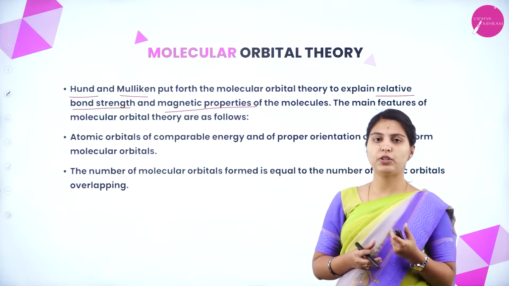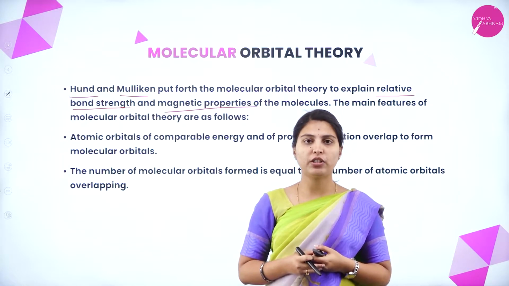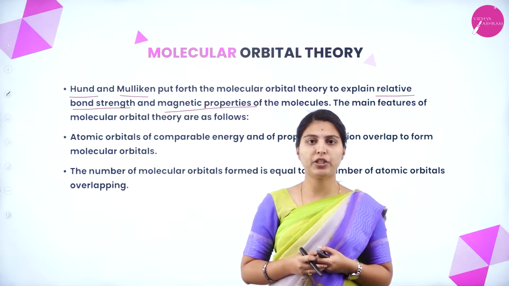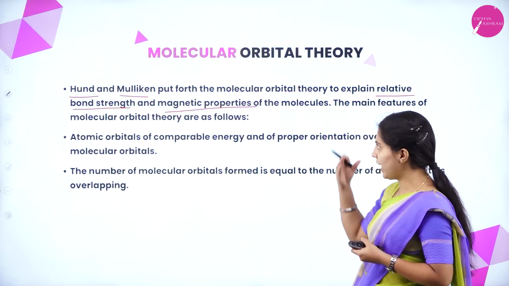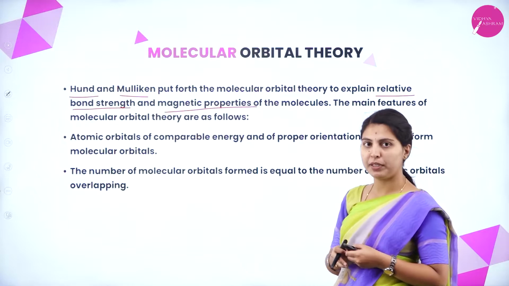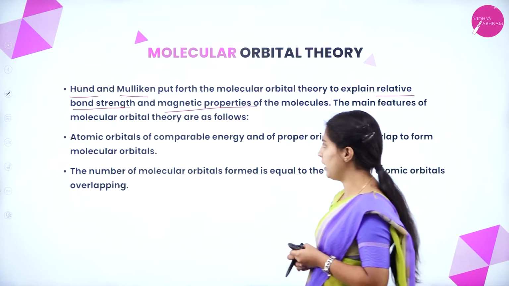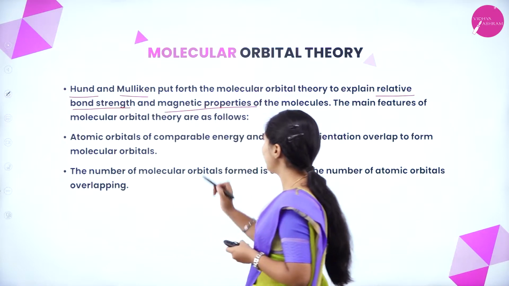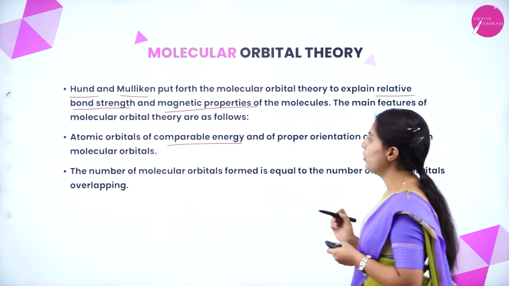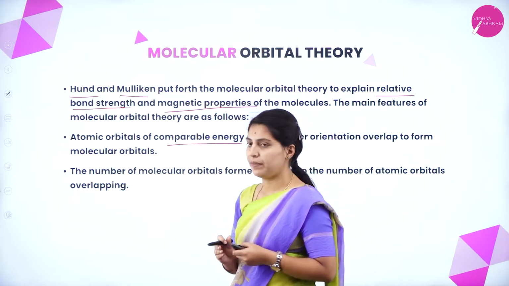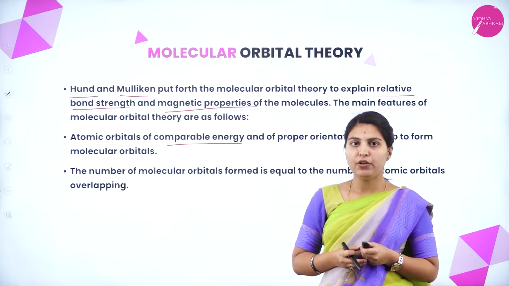We have to understand bond strength. On the concept of bond strength, the stability of the molecule can be explained, and the magnetic property is also a major characteristic. To understand these two properties, they put forth the molecular orbital theory. And what are the main features of molecular orbital theory? Atomic orbitals of comparable energy and of proper orientation overlap to form molecular orbitals. From the atomic orbitals only, molecular orbitals will form.